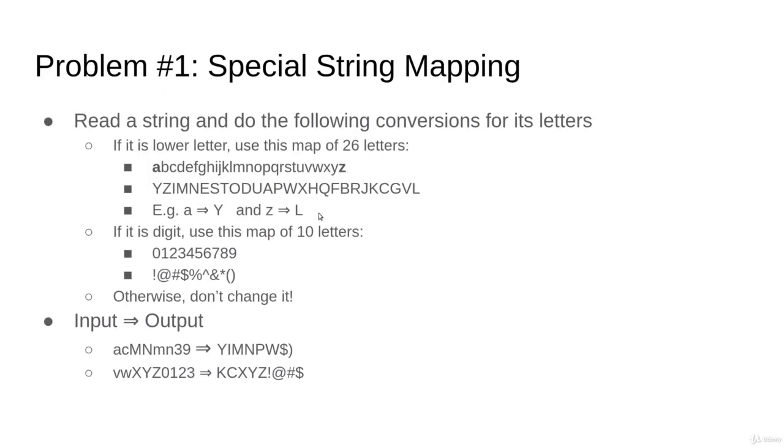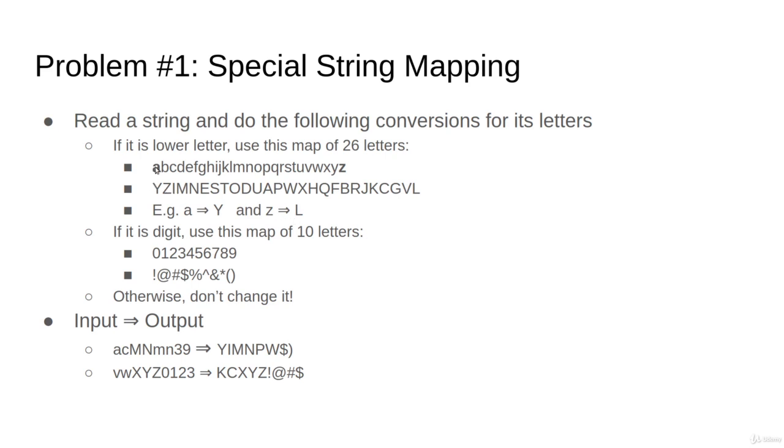Homework number 1 for the dictionary. In the first problem, we would like to do some kind of a special mapping. You will read a string and convert it according to the following rules. If the letter is a lower letter, you will map any of the 26 characters to the corresponding 26 ones.